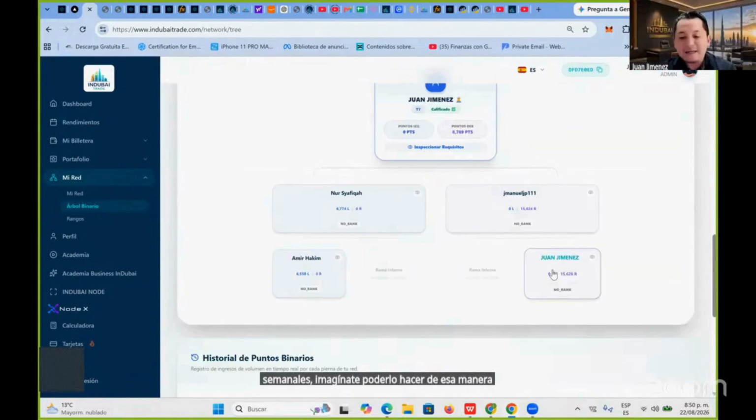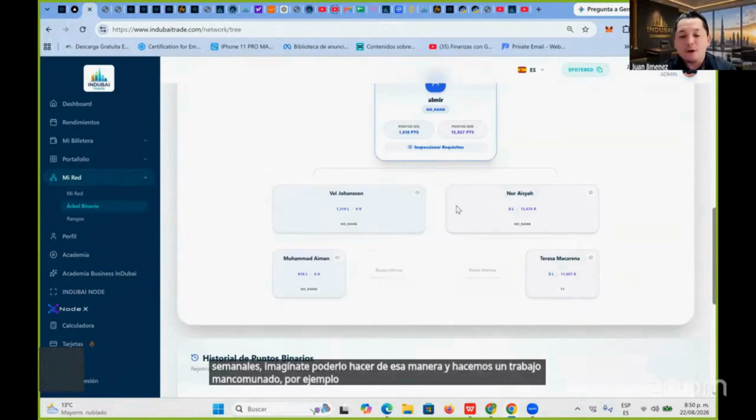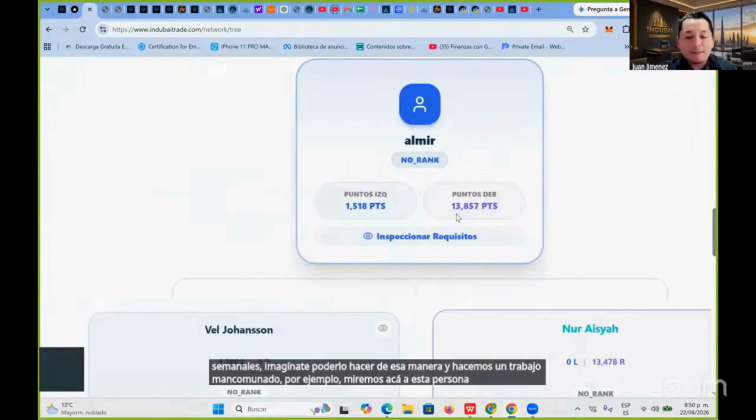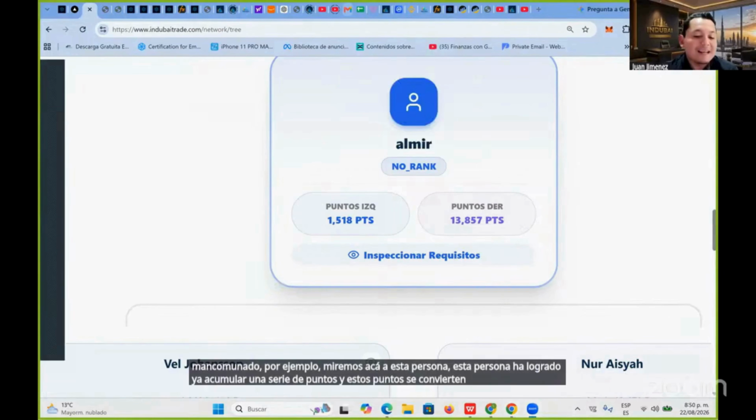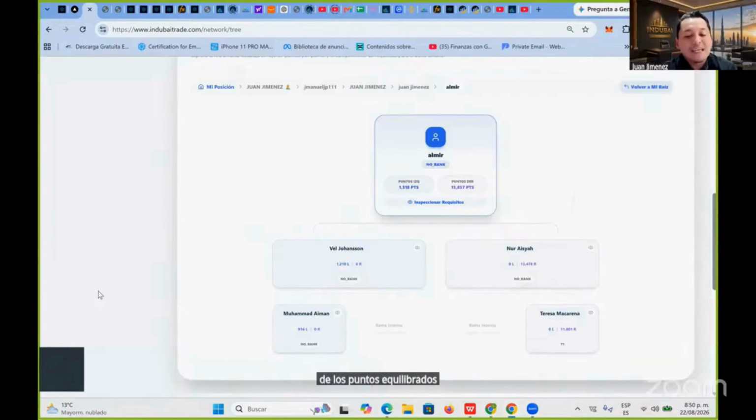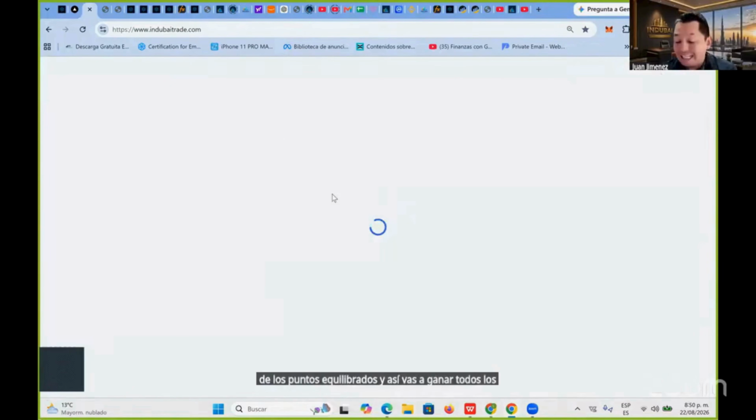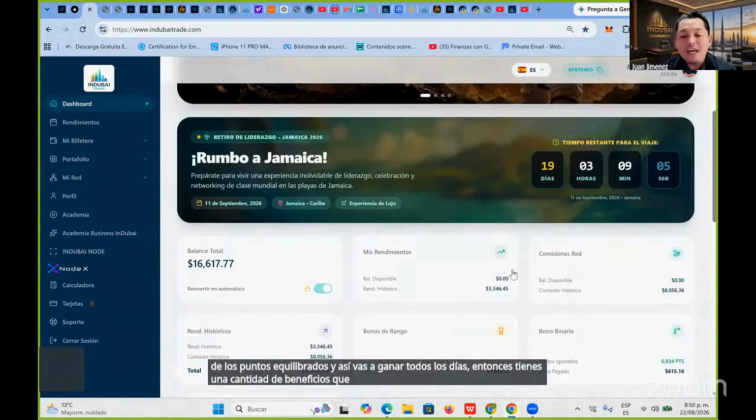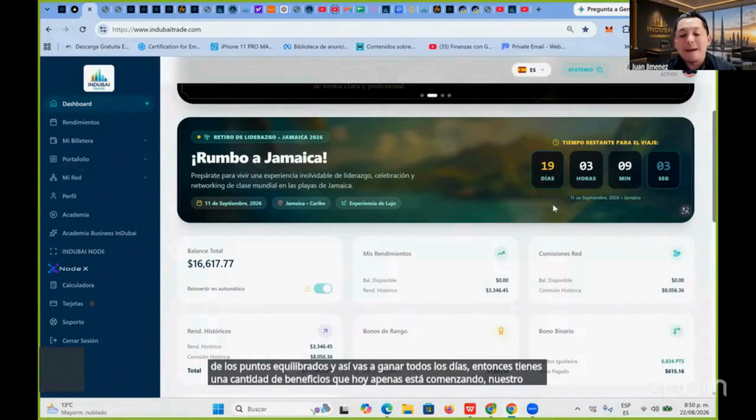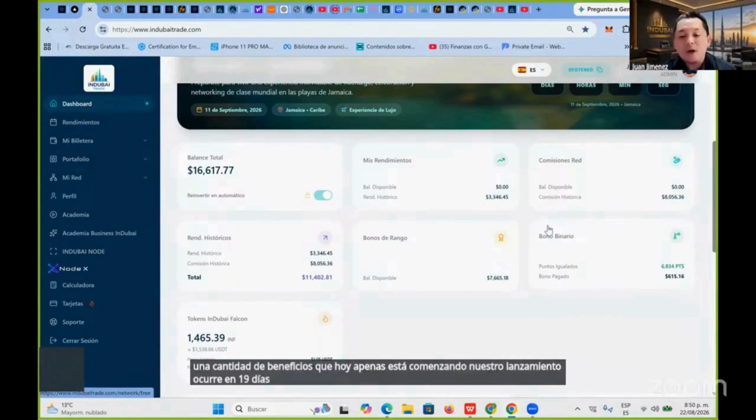And we do collaborative work. For example, let's look at this person here. This person has already managed to accumulate a series of points, and these points turn into money. You will earn 7% of the balance points, and that's how you'll earn every day. So you have a number of benefits that as of today are just beginning. Our launch is happening in 19 days, and you can see this whole operation.